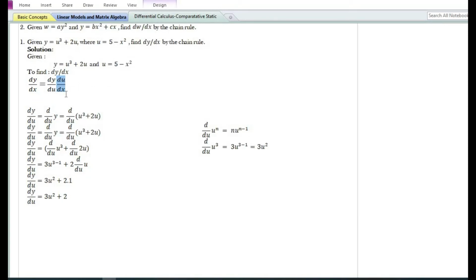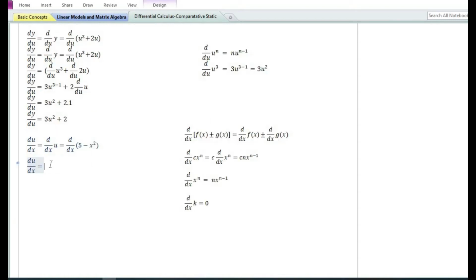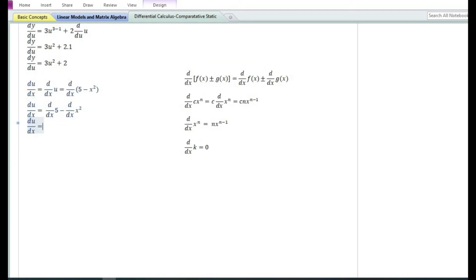Let us now proceed to find the derivative of u with respect to x. The derivative of u with respect to x is equal to d/dx of u, which is equal to d/dx of 5 minus x square. Using the sum and difference rule, the derivative of the difference of two functions is equal to the derivative of the first function minus the derivative of the second function. The derivative of a constant function is equal to 0. Using the power function rule, the derivative with respect to x of x to the power 2 is equal to 2x to the power 2 minus 1, minus 2 x to the power 2 minus 1 is equal to x to the power 1, or we can simply write x.